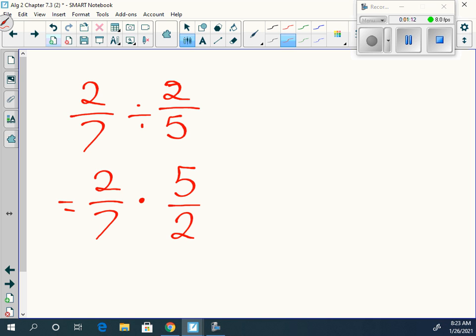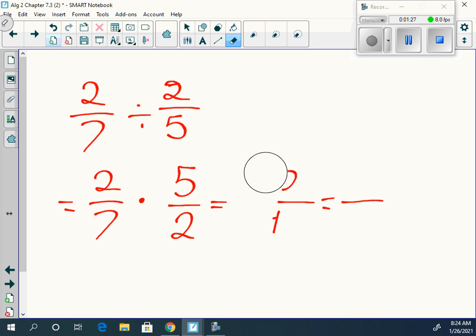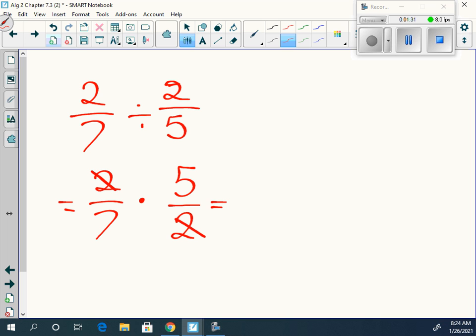So we flip the second one and change it from division to multiplication. And then we can just multiply the top. So 2 times 5 is? 7 times 2 is? But this would reduce because we didn't even have to do that, because the 2 and 2 would leave us with 5/7. Yes?